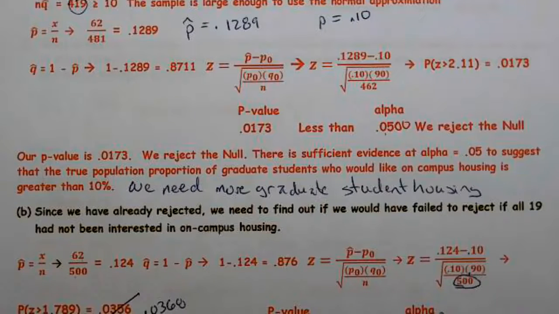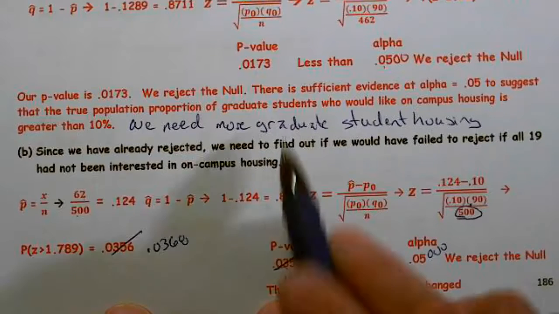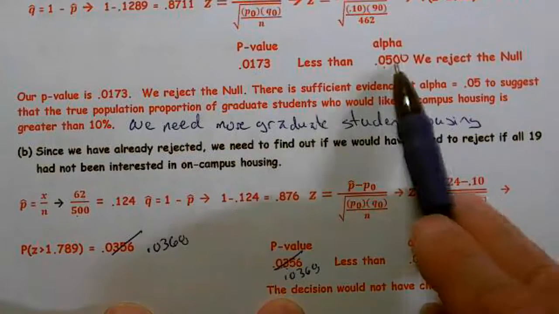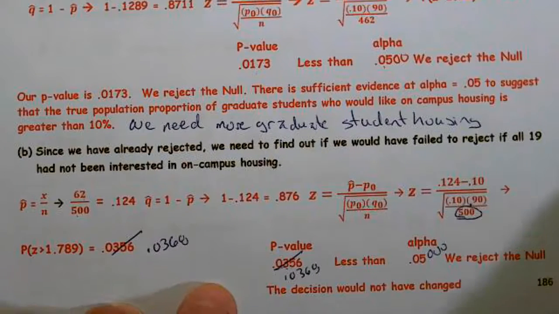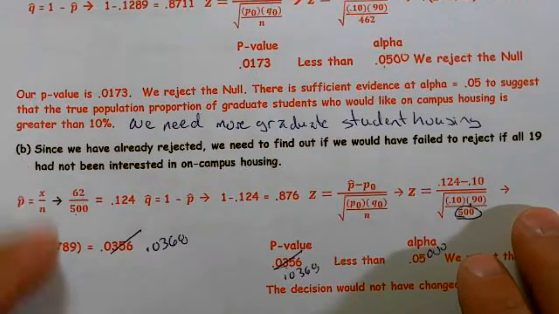So since it's less than the alpha of 5%, we would still reject the null. Our decision would not have changed. Our p-value changed from 0.0173 to 0.0368, but since we have an alpha of 0.05, and in both cases our p-values are less than alpha, we're going to still reject the null. We still say we need more on-campus housing for graduate students.